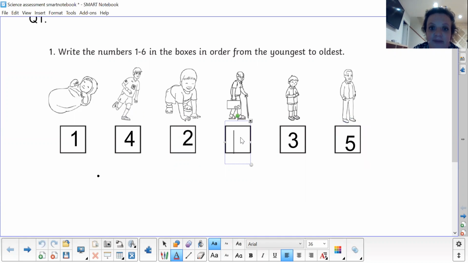And then finally, number 6 is when we become a grandparent or become an older person. And you can see he's got to use a walking stick to walk because his bones aren't as strong and he's feeling a little bit weaker.